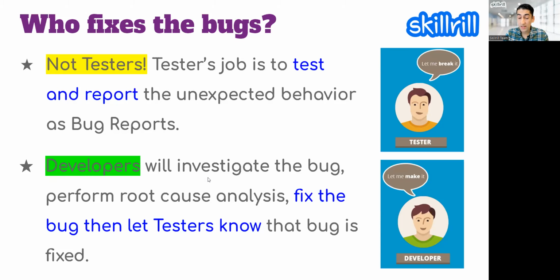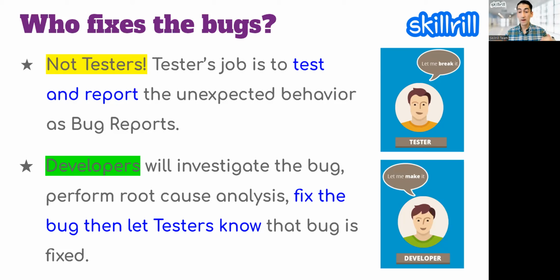So basically, they need to dig into this. That's what we call a root cause analysis, and they fix it. They let the testers know. They basically provide you a new version of the software. That new version of the software, we refer to that as a build, like a building, right?